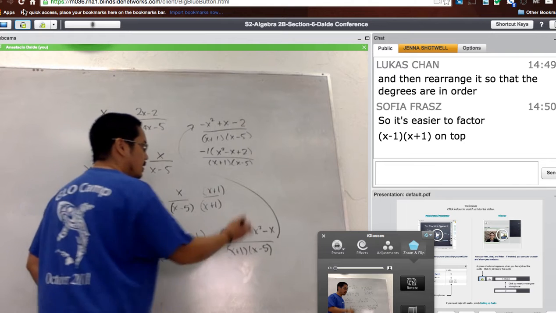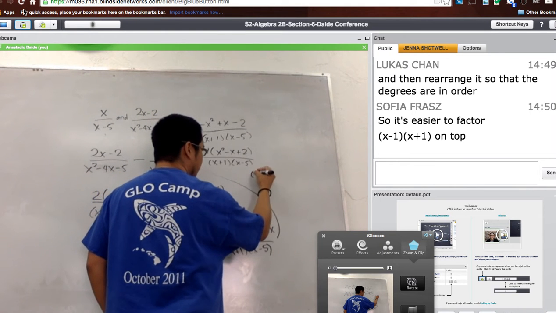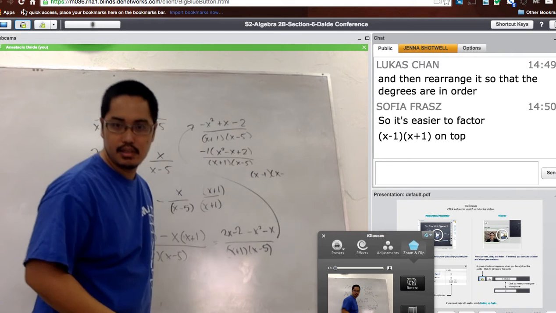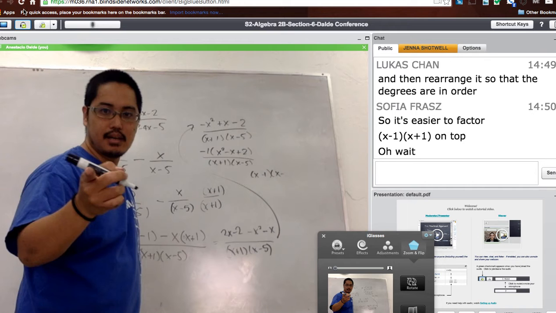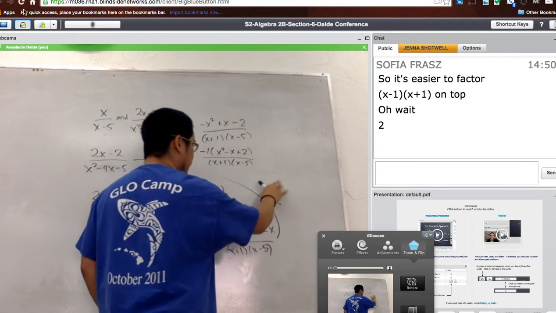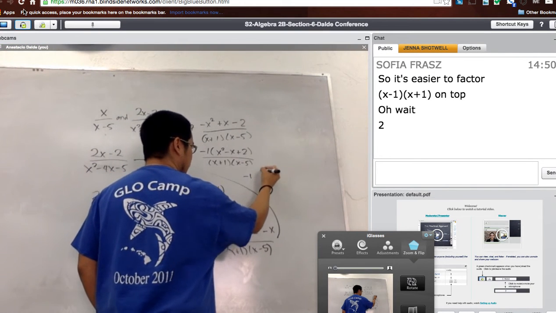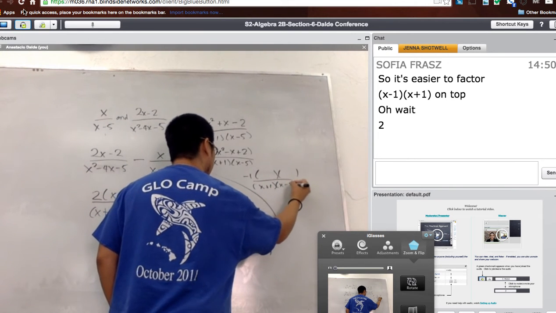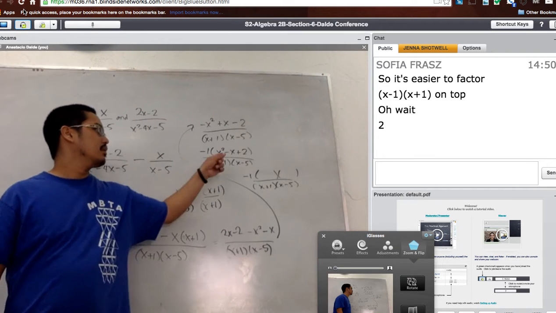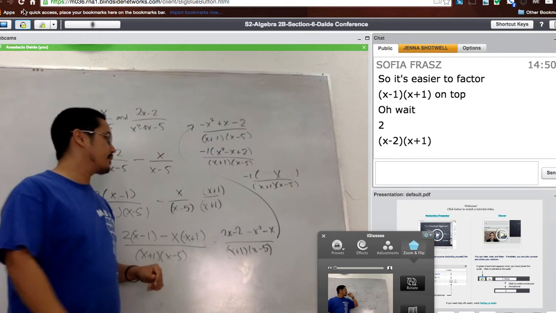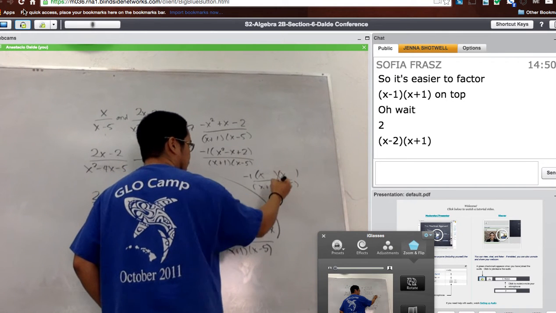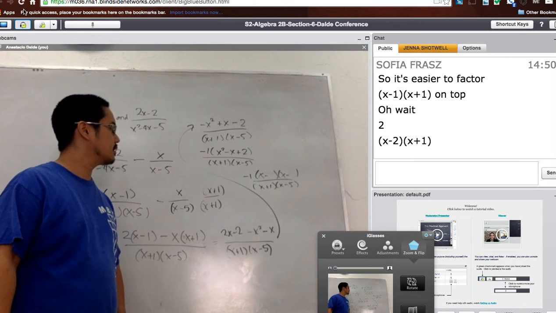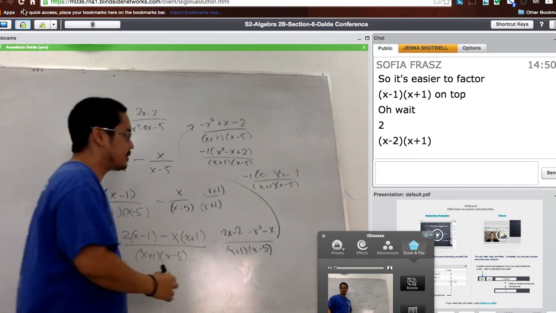So V is saying, yeah, and on top, what are you going to have? Okay, that's x minus 1 times x minus, what did you say? No, it's not that. No, it's not that. So Sophia was wrong. Can we factor that on top? I got an x, I have a minus and a minus. Two and a one. Good.